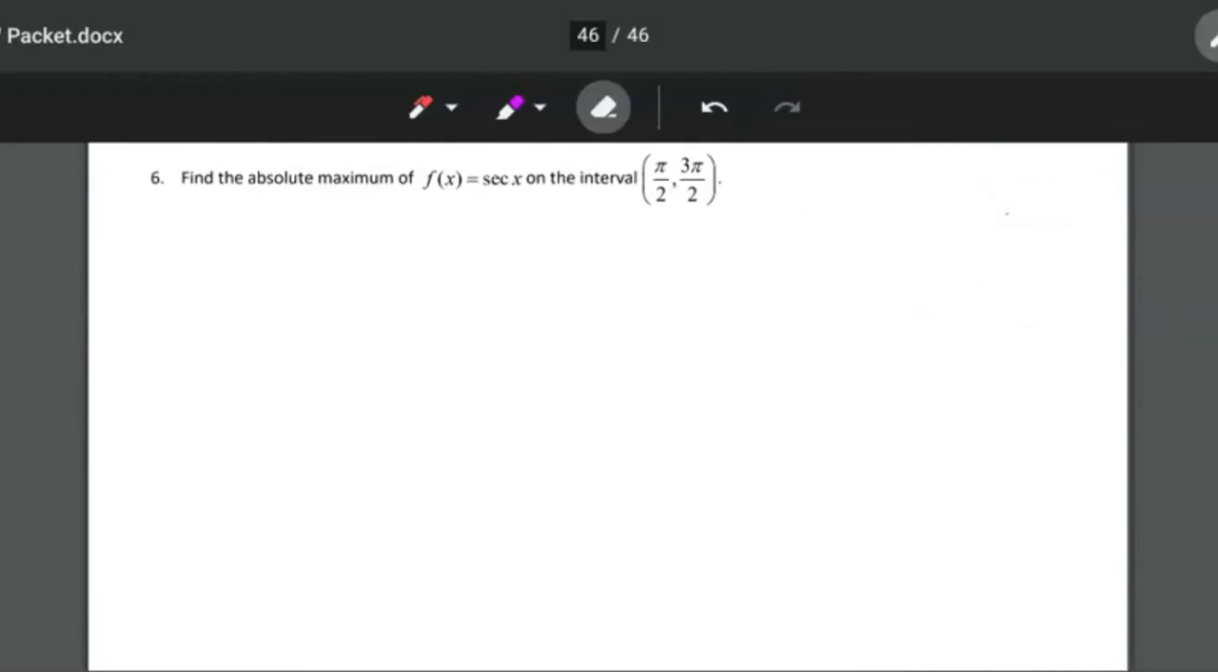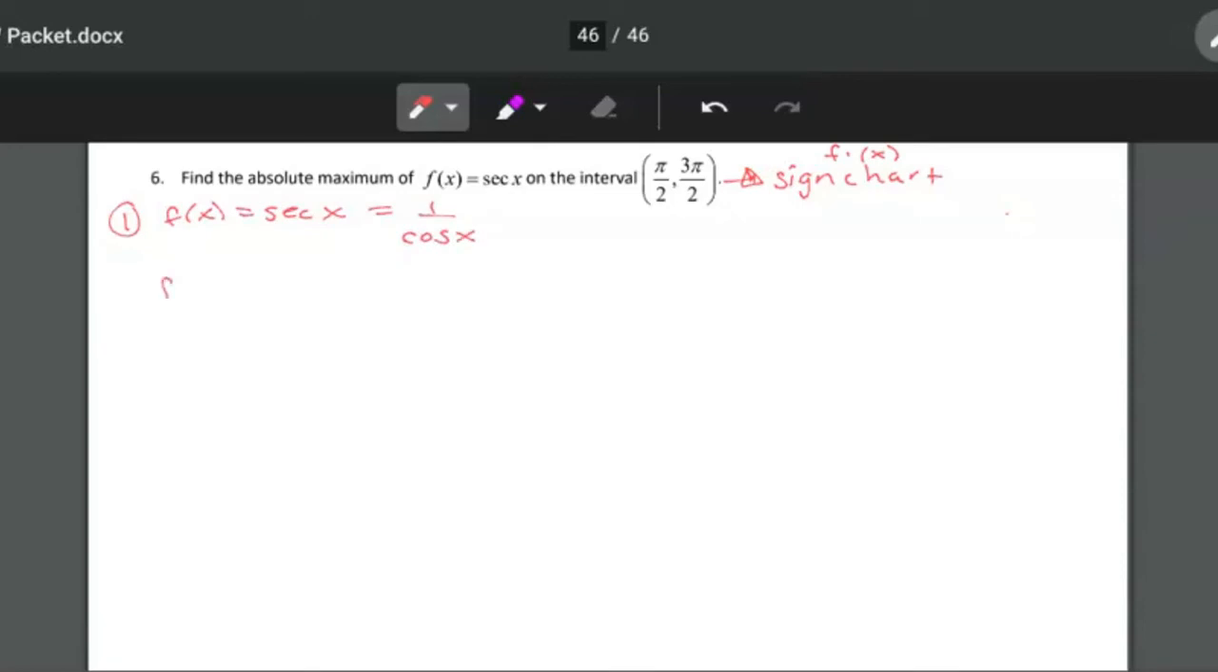So let's find the absolute maximum of secant of x on the interval pi over 2 to 3 pi over 2. First of all, this is an open interval with those parentheses. So this means we're going to do a sign chart, a first derivative sign chart to be exact. That means we need to take the first derivative. So step one, if f of x is secant of x, and you don't know the derivative of that, you could rewrite that as 1 over cosine of x. That might make it a little bit easier.